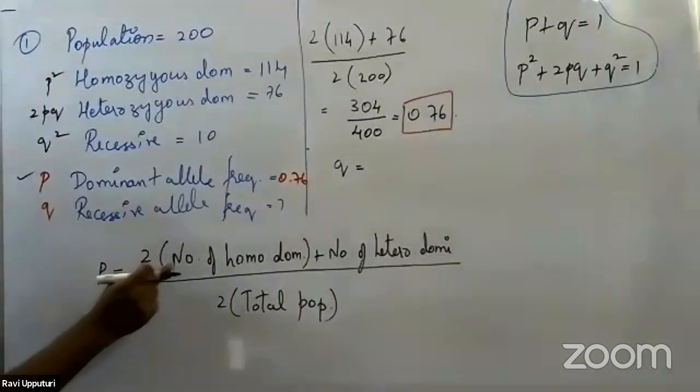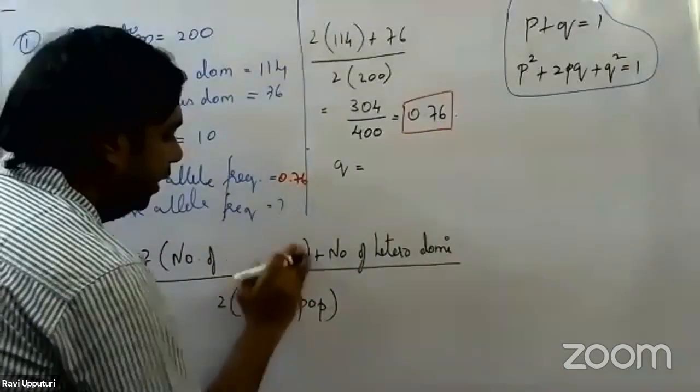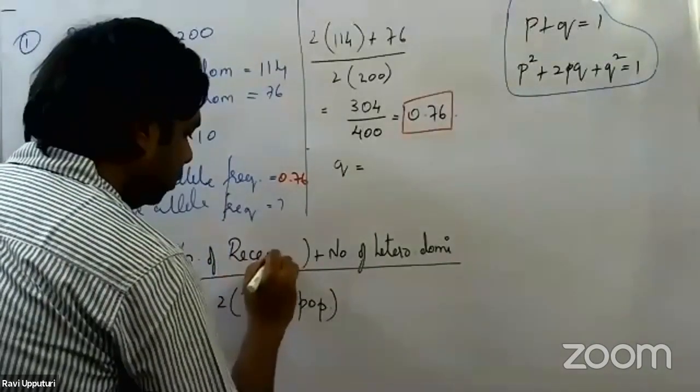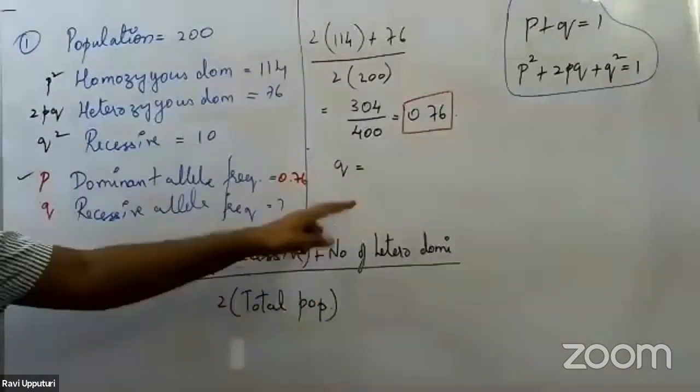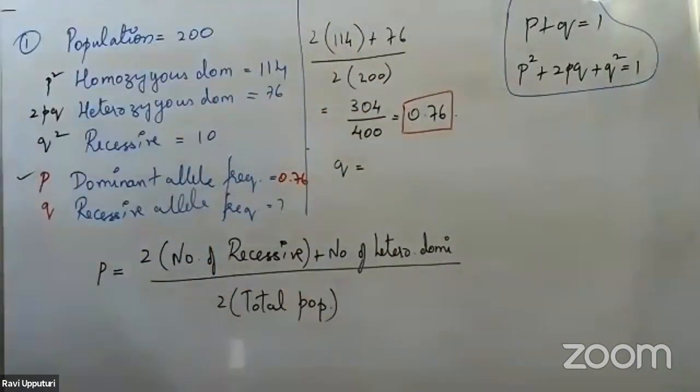So this would be 2 into number of recessive individuals, plus number of heterozygous dominant individuals, divided by 2 into total number of population. So 2 into total population present in that particular area, right?